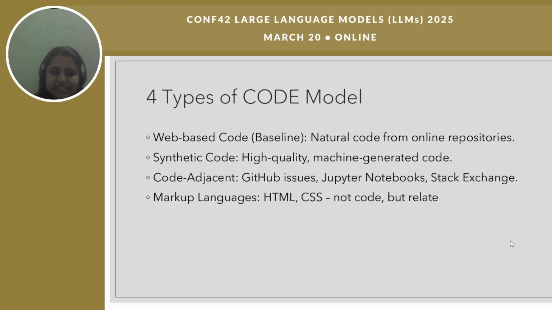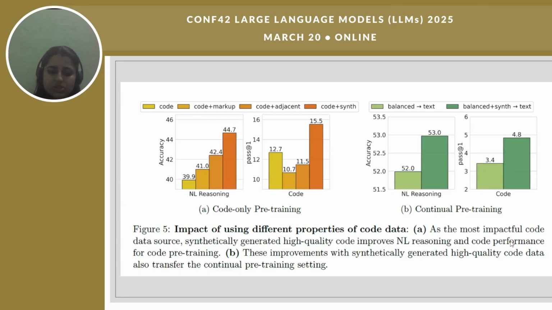Then we have code adjacent, in which 15% is code-adjacent data such as GitHub issues, Stack Exchange, Jupyter Notebook. Then lastly we have code synthetic data. In this, 10% is synthetically generated code. For different tasks, from natural language reasoning and world knowledge to code generation, code synthetic gives the best performance.